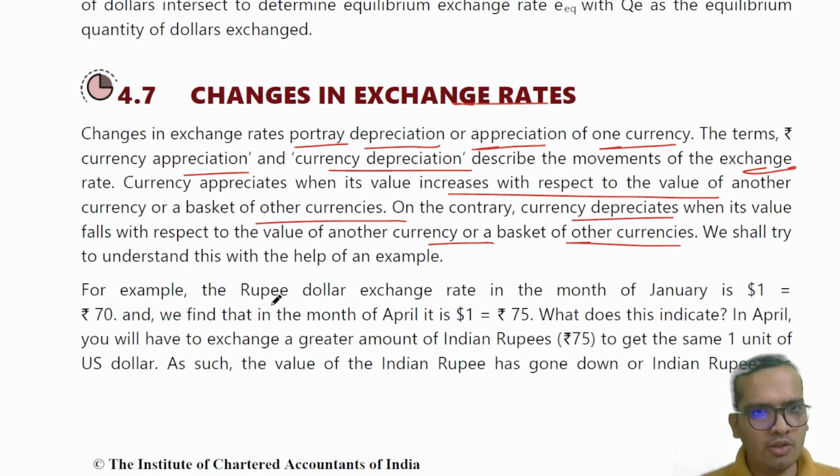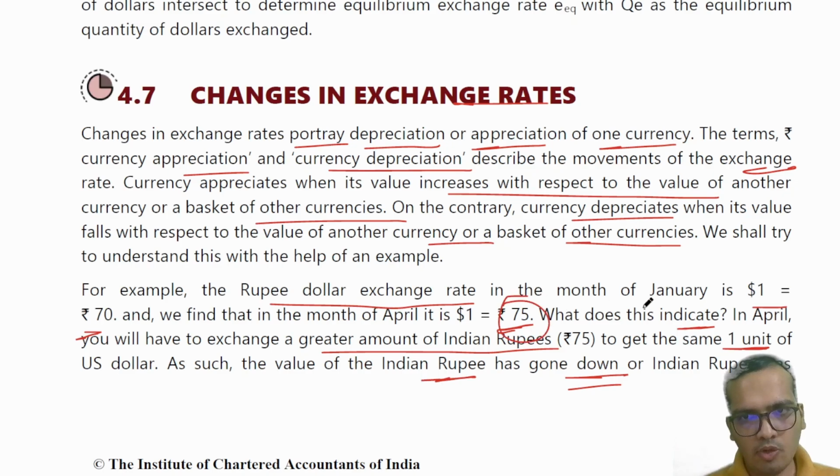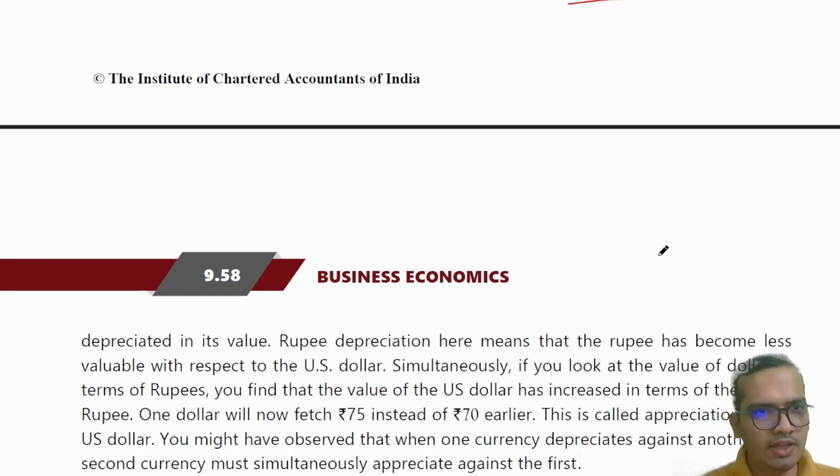For example, the rupee dollar exchange rate in the month of January was $1 equals 70 rupees, and we find in the month of April it is $1 equals 75. What does this indicate? In April you will have to exchange a greater amount of Indian rupees to get the same value of $1. So as such, the value of the Indian rupee has gone down. It is decreasing, right? You are paying more money, meaning the value has gone down. And the Indian rupee has depreciated. Rupee depreciation here means that the rupee has become less valuable with respect to the US dollar.